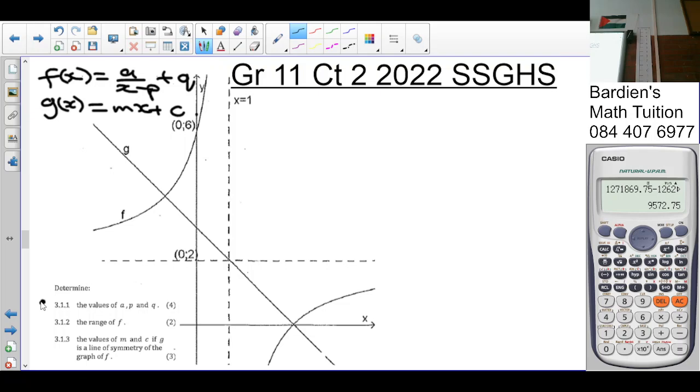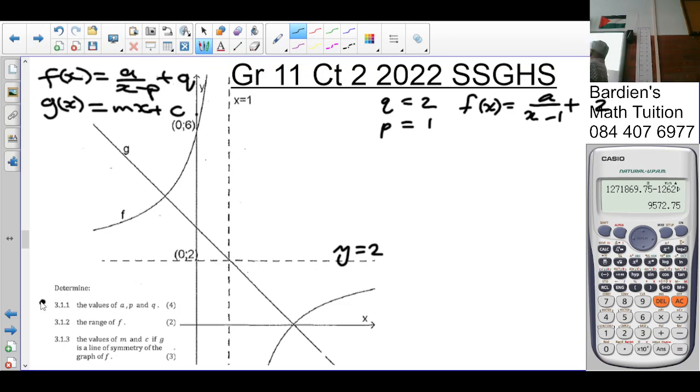So a, p and q are linked to the f of x graph, which is the hyperbola graph. What do you notice here? You have a q value. Q value of what? The y value equals 2. So your q value is equal to 2. Your p value is to do with your vertical asymptote. Your vertical asymptote is x equal to 1, so your p value is going to be 1. So my equation now reads f of x equals a over x minus 1 plus 2.